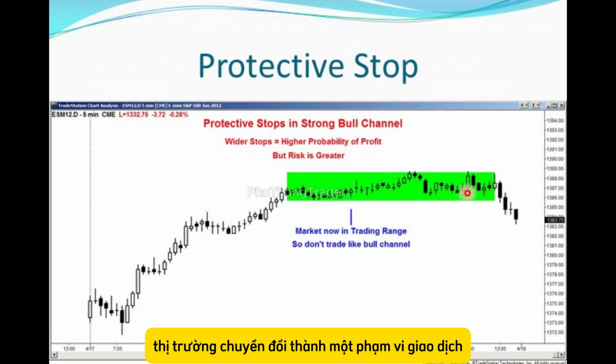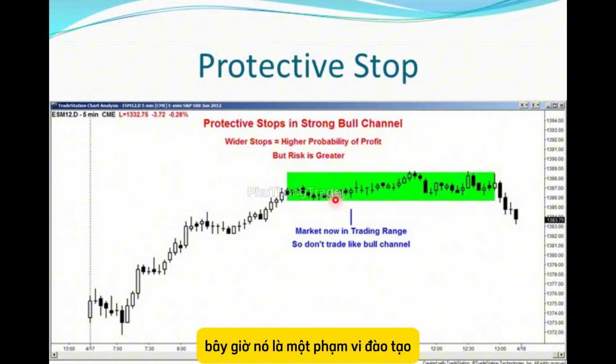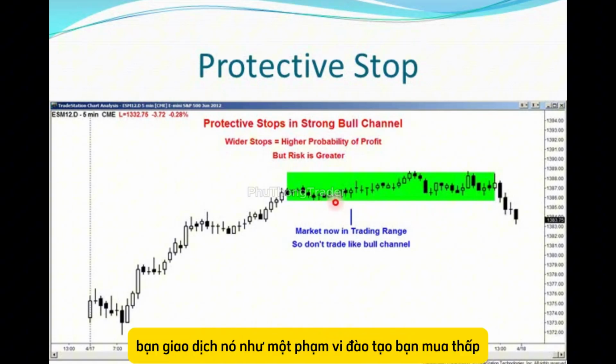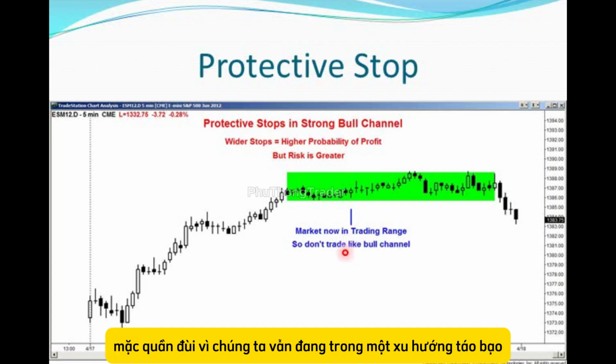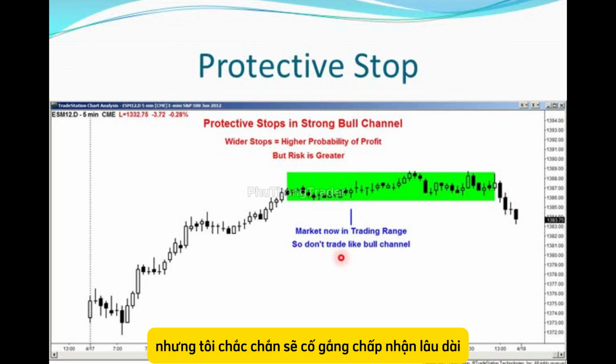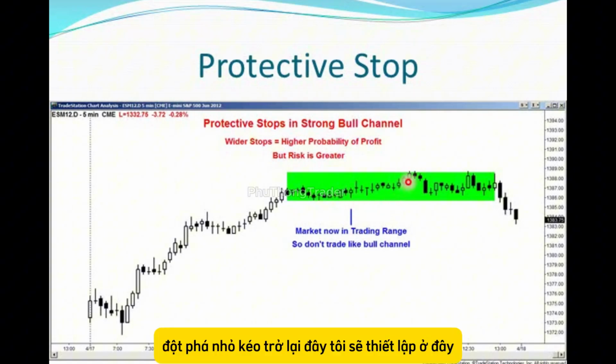The market transitioned into a trading range, so you stop trading it like a bull trend. It's now a trading range. You trade it like a trading range. You buy low, you sell high, and you scalp. I don't feel that it's as necessary to worry a lot about taking the shorts because we're still in a bull trend, but I definitely would try to take the longs. Okay, IOI here, bull bar here, breakout pullback here, small breakout pullback here, outside up here. Maybe buying above that bear bar. I don't know.